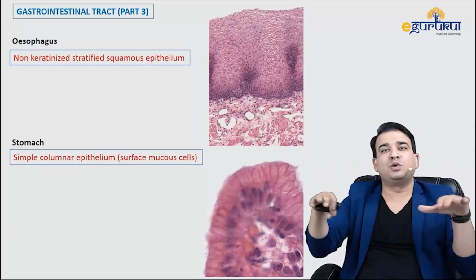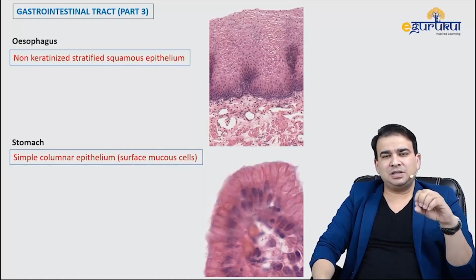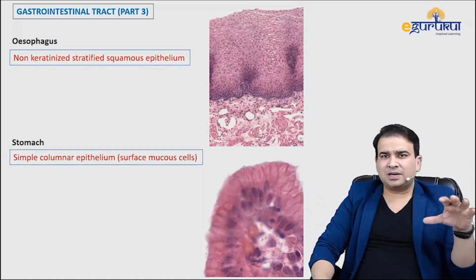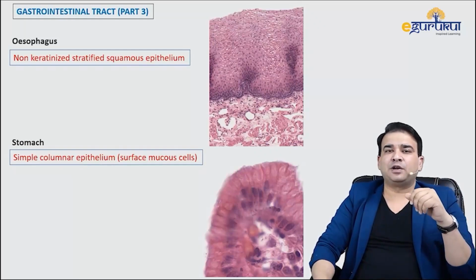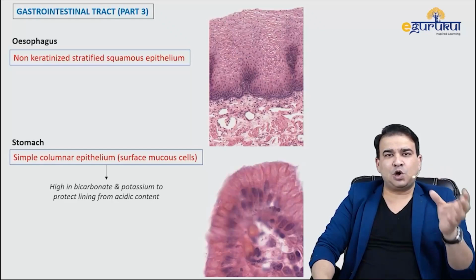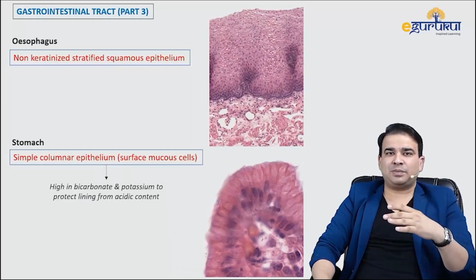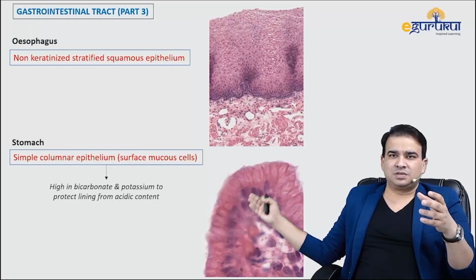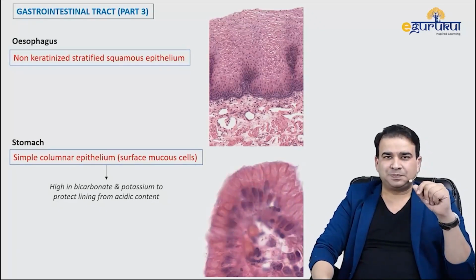So we call them surface mucus cells, which is rich in the potassium content and the bicarbonate also. And that actually protects the lining epithelium from the acidic content of the stomach as well. So that's the lining epithelium of the esophagus, that is non-keratinized stratified squamous. And in case of stomach, it is the simple columnar epithelium, which is secreting all this surface mucus here.